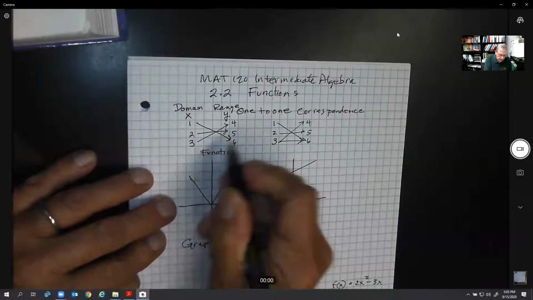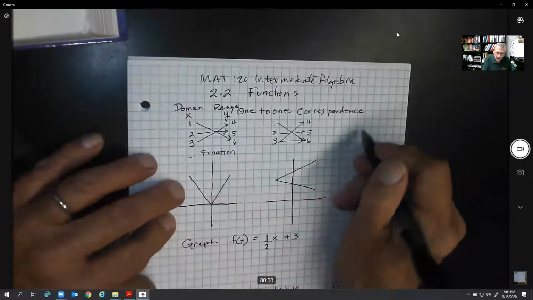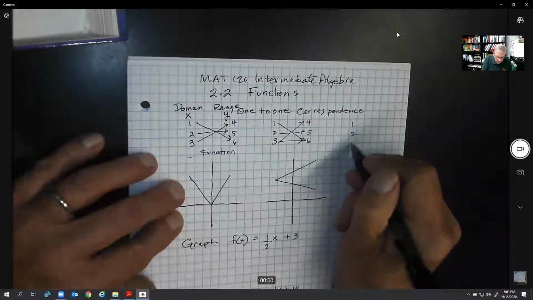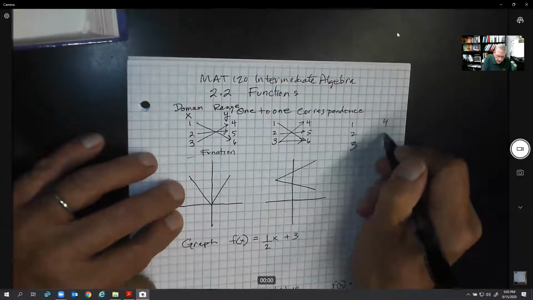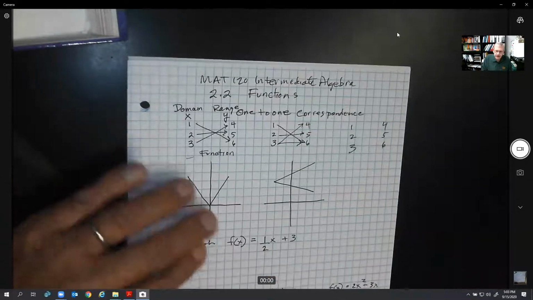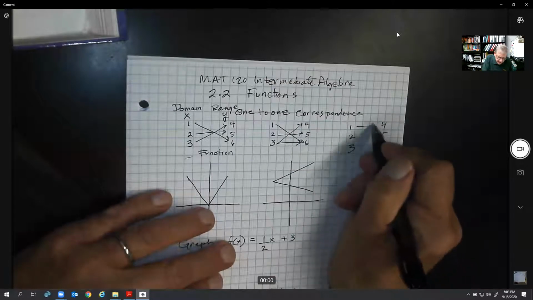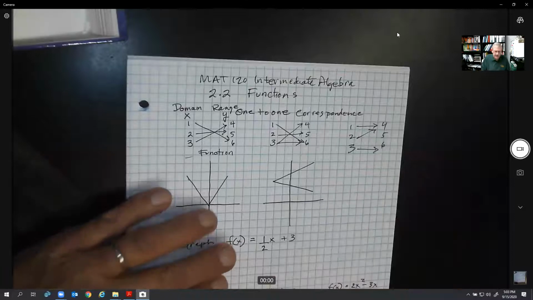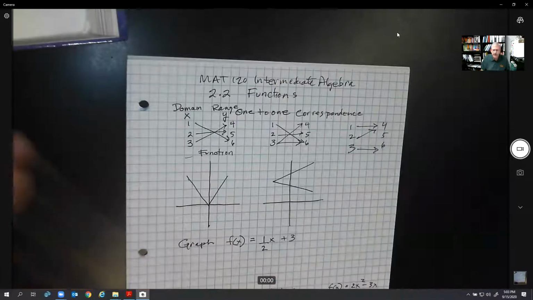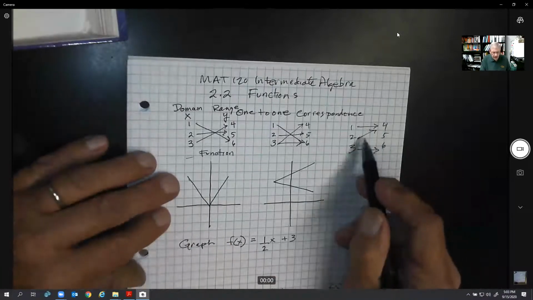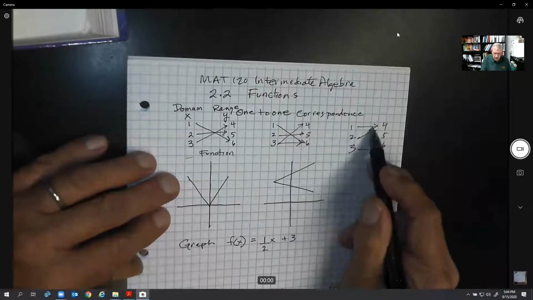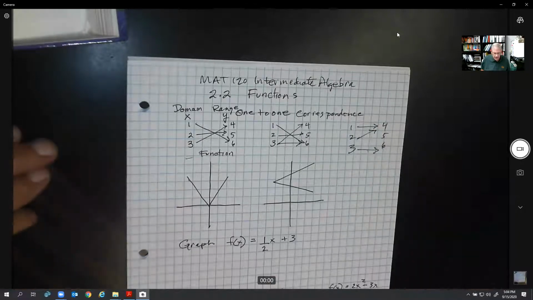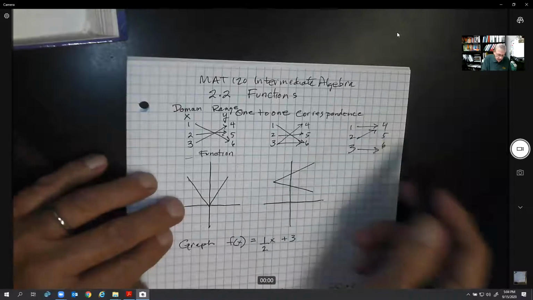It doesn't matter if they cross paths. It could even look like this. Let me show you another one. 4, 5, 6. Let's suppose this guy shot at this one, and this one also shot at him, and this one shot at 6, and nobody shot at 5. That's okay. That's still a function because they're only shooting one arrow. That's fine.